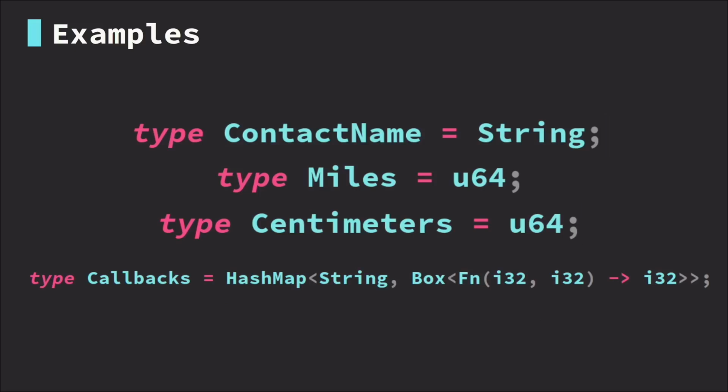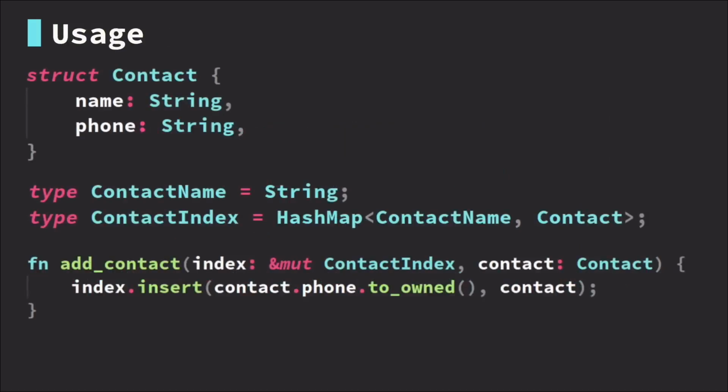The chances of mixing up this type with something else is probably pretty low, and if you do mix it up, then you're likely to get a compiler error. So the rule of thumb with type aliases is the longer the type signature, the more appropriate the type aliases become. Let's take a look at type aliases in a small program.